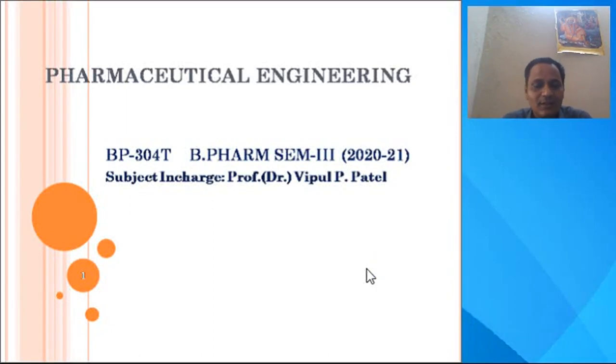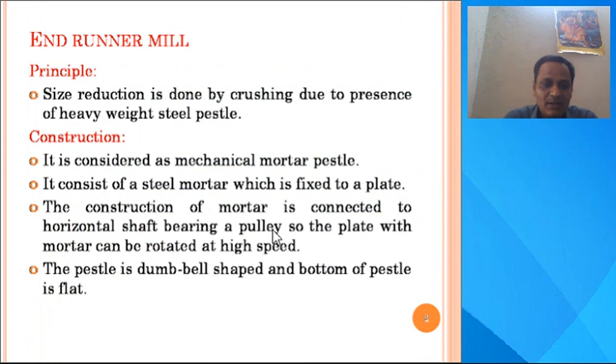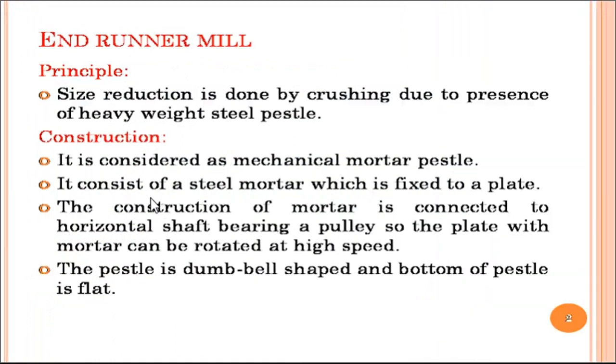Coming to the next equipment of size reduction, that is the so-called end runner mill. When we talk about the end runner mill, it's very simple equipment which works based on impaction and attrition, so-called compression also. There are three main principles of size reduction being fulfilled by this end runner mill.